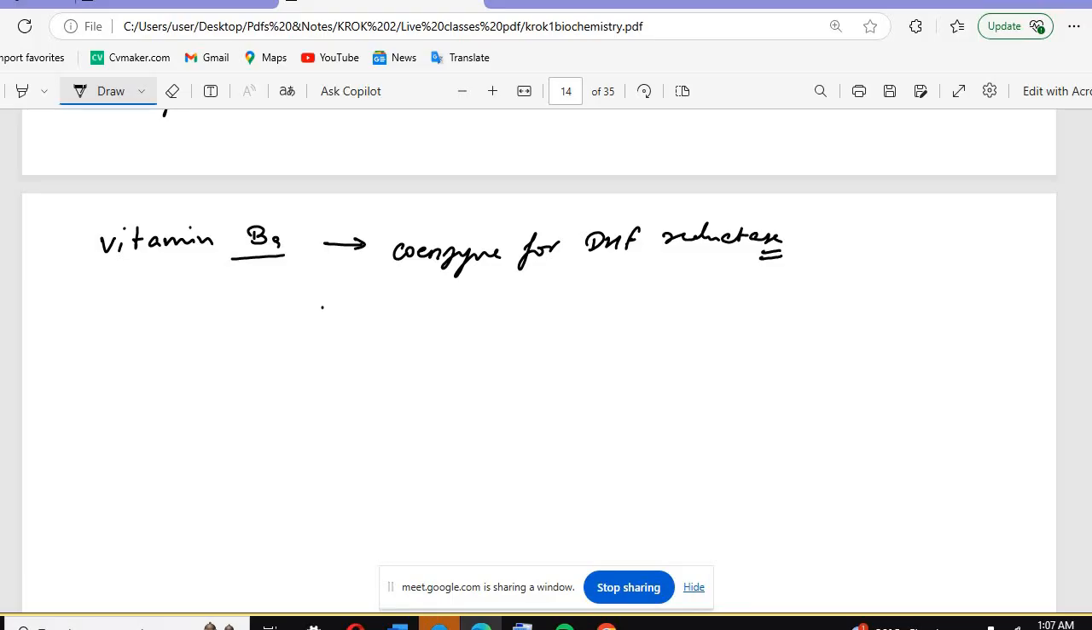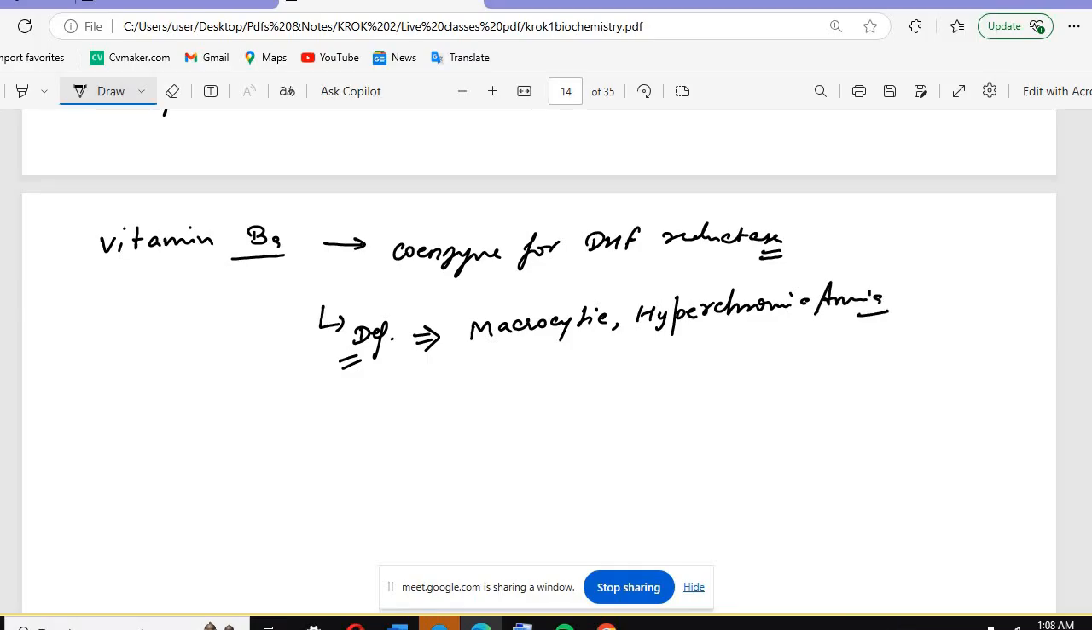And what does it cause? The deficiency of vitamin B9 will cause macrocytic anemia. And what is the name of vitamin B9? That is folic acid. Then we have vitamin B12. What is the name of vitamin B12? It is cyanocobalamin.